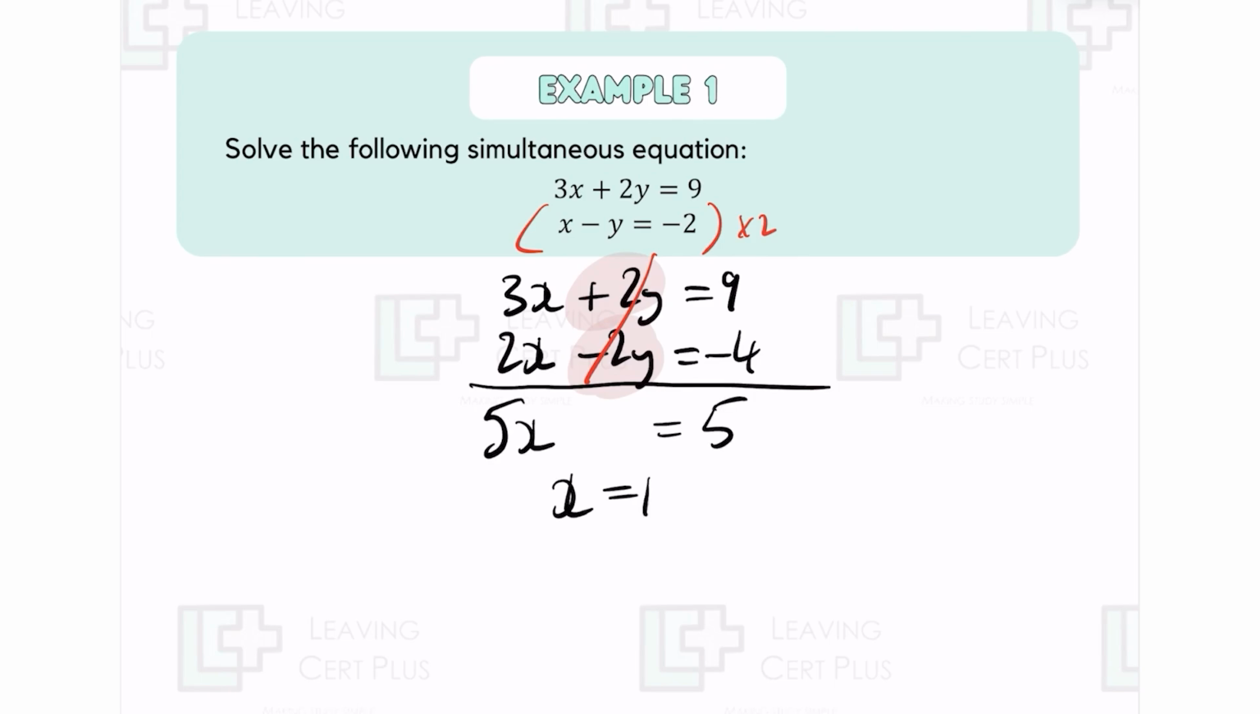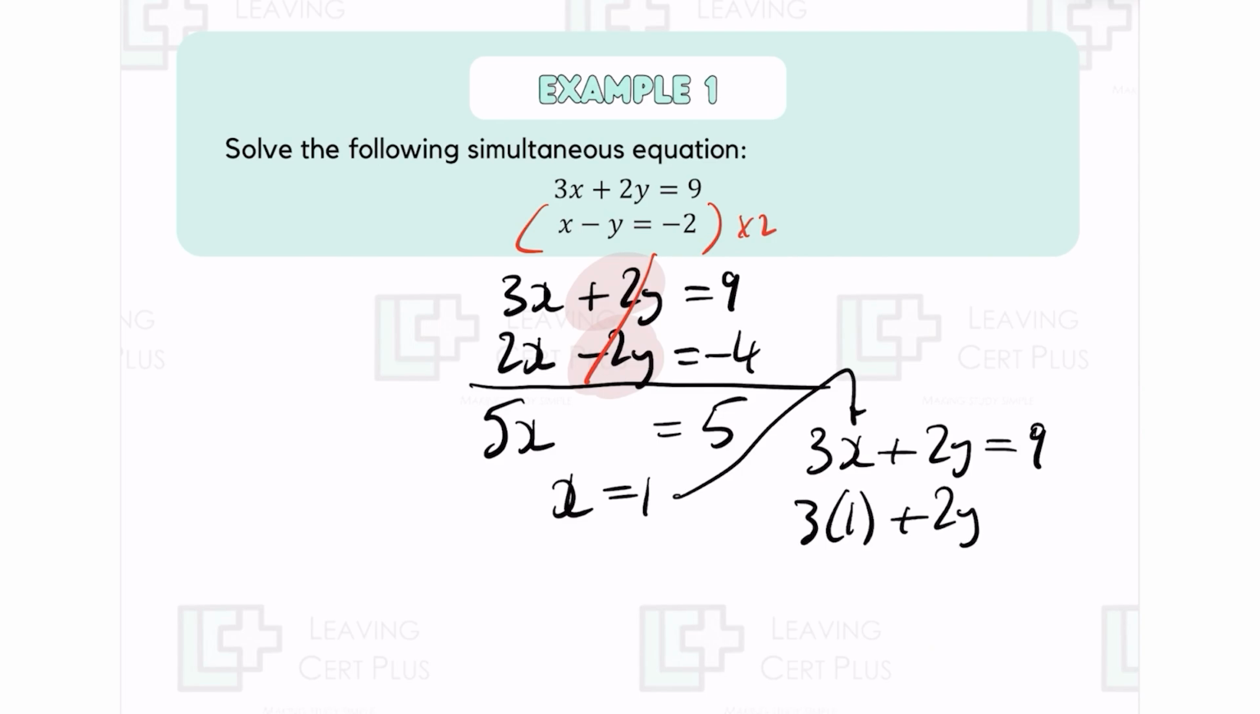When you get an answer for one of the variables, the next step is to take either of the two rows from the original question, and you then have to sub the 1 back into either one of them. I'm going to take the top row just because there's more pluses in it. So 3x plus 2y equals 9. And what I do is I put the 1 back in here. So 3 times 1 plus 2y equals my 9. 3 plus 2y equals 9. And then if I take 3 from both sides, I'll get 6. And my final answer is y is 3.